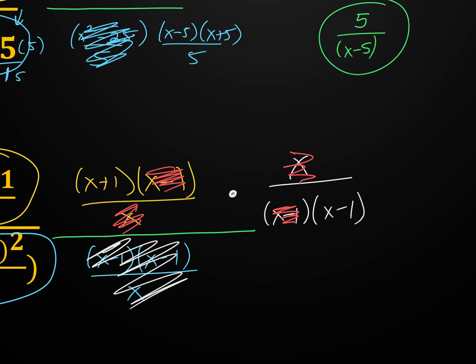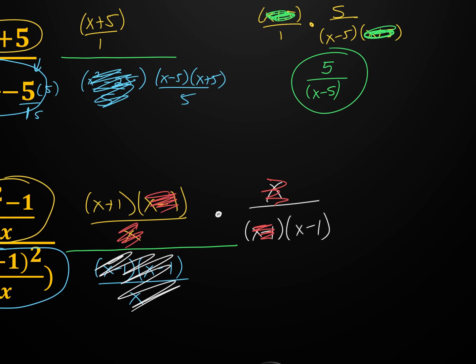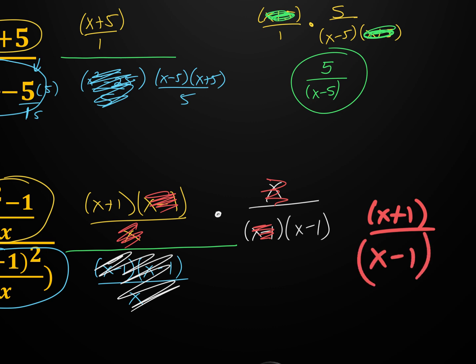Don't be alarmed if on a test or a quiz or homework everything cancels and you're left with 1. That's okay. But what are you left with in this case? X plus 1 in your numerator and x minus 1 in your denominator. Perfect. Good job.